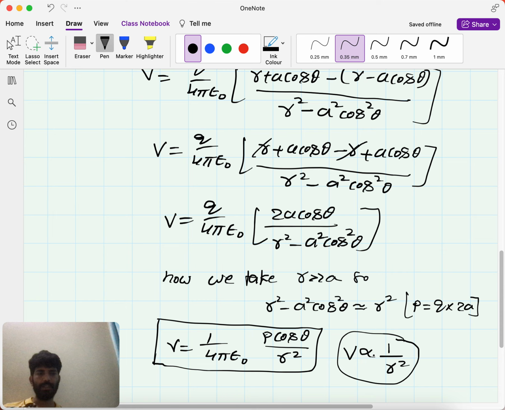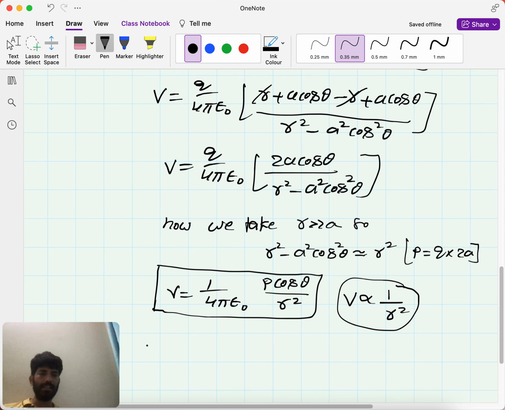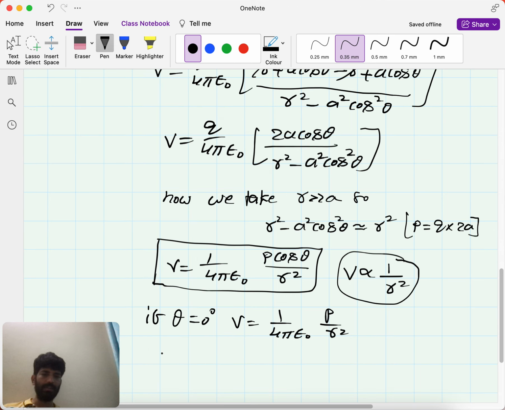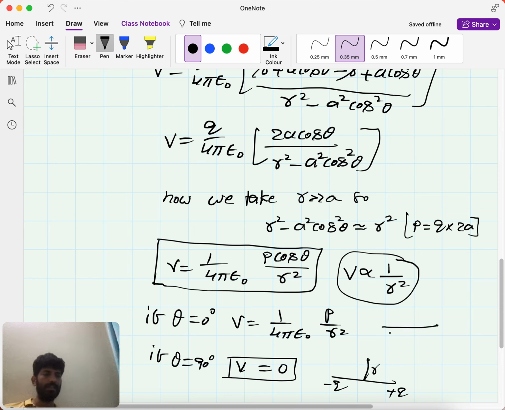So this is the concept here, and we can consider the axial line and equatorial line also. If theta is equal to 0 degrees, cos 0 is 1, so we get 1 by 4 pi epsilon naught p by r squared. If theta is equal to 90 degrees, cos 90 is 0, so that means potential is 0 at an equatorial point. Here it is minus q and plus q, if you take one point P here. So these are the conditions. Hope you understood, students. Thank you all.